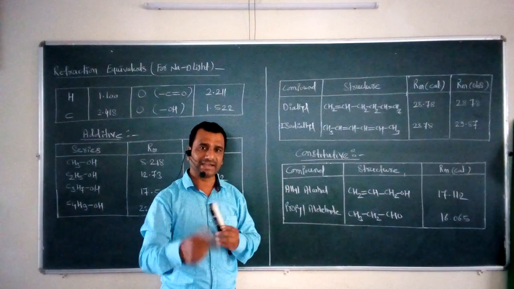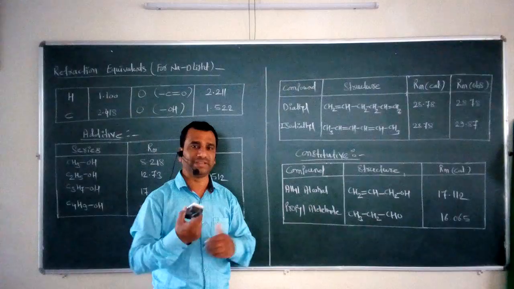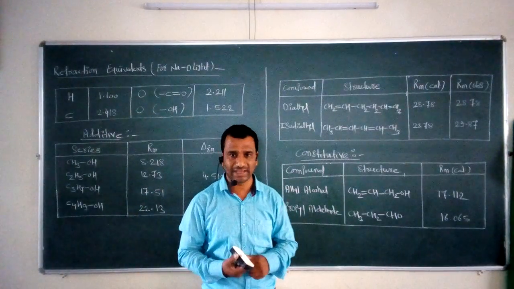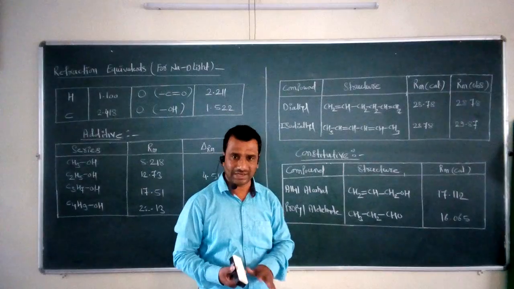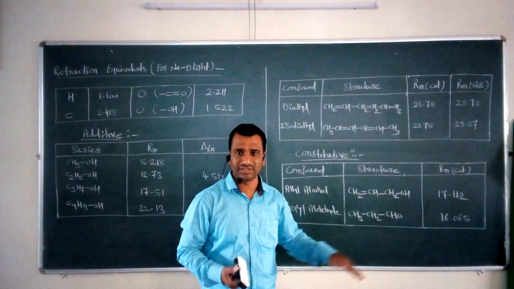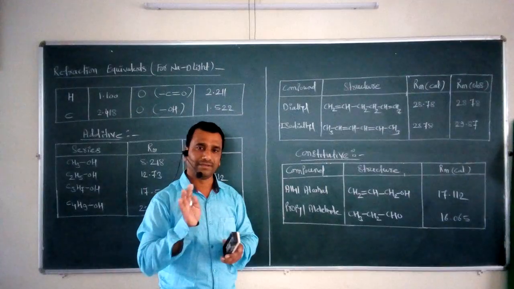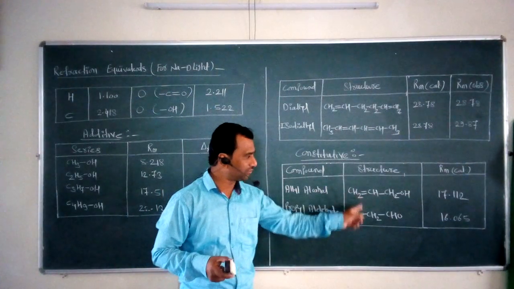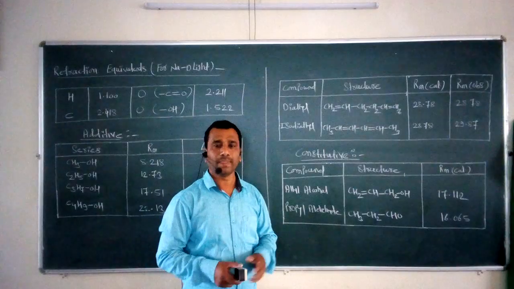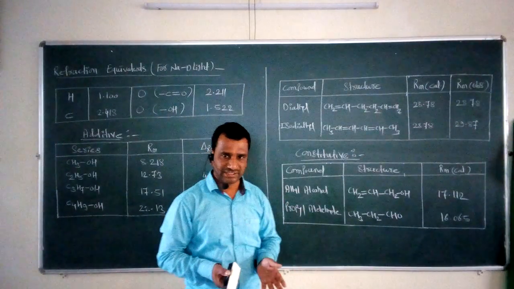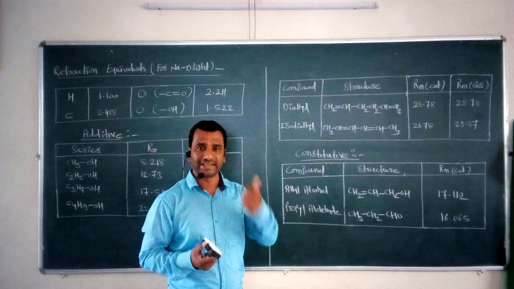The second compound is propylaldehyde. What is the structure of propylaldehyde? It is CH3CH2 single bond CHO. So the first compound is an alcohol and the second compound is an aldehyde. These two compounds are isomers of each other, meaning they have the same molecular formula but different structural formulas. Now we are interested in studying their magnitude of molar refraction.